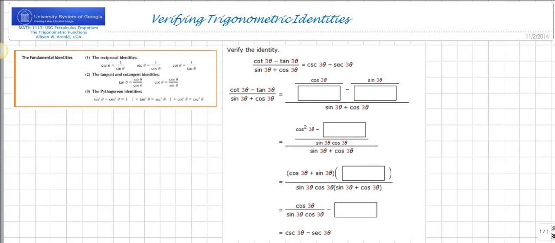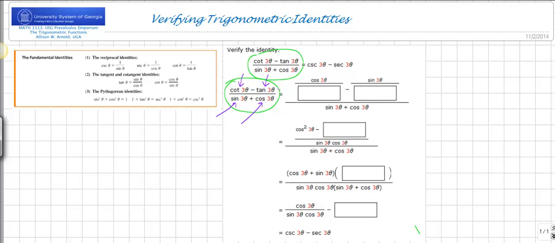Now, as I've commented before, the natural thing to do if you were doing this without having to fit a certain set of symbols into a box is to start with the most complicated side of the identity and try to work on it. And the first thing I see if I were doing this out by hand is that cotangent and tangent could be related to their sine and cosine counterparts.